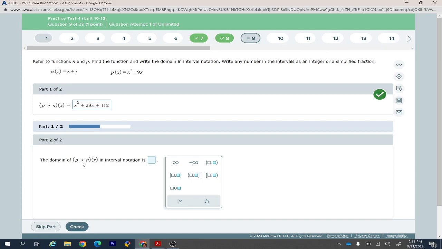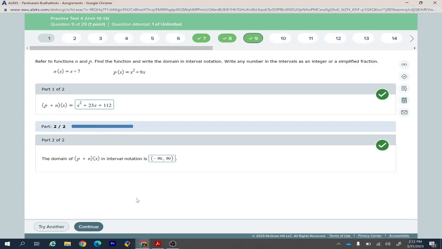Okay, so the domain of p composite n of x is, for finding the domain of this composition function, first of all find the domain of n of x, which is all real numbers, and then from that, if you see any restriction in the composition function itself, then remove that restriction from the domain of n of x. But as you can see here, the composition function is just a parabola, so there is no restriction. And the domain of n of x is also all the real numbers, so eventually it would be all the real numbers. So from negative infinity to positive infinity. There are some steps you need to follow for finding the domain of composition function.